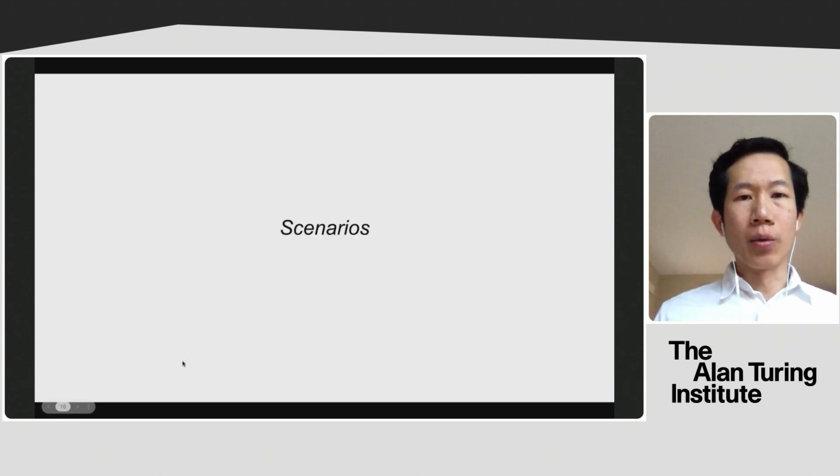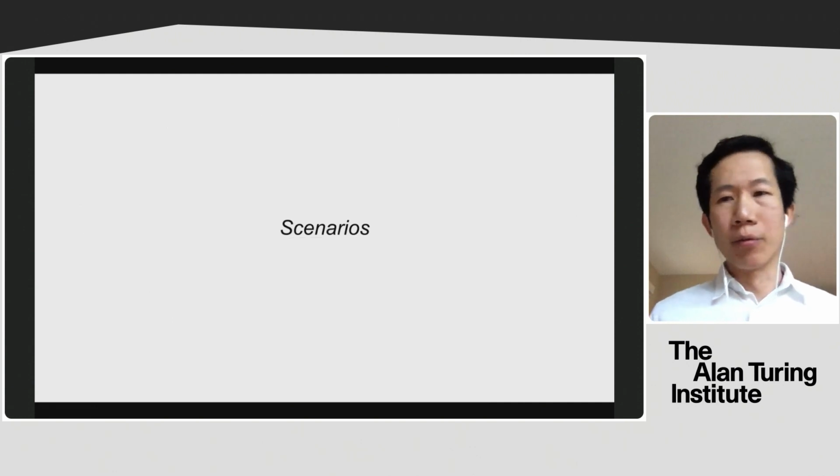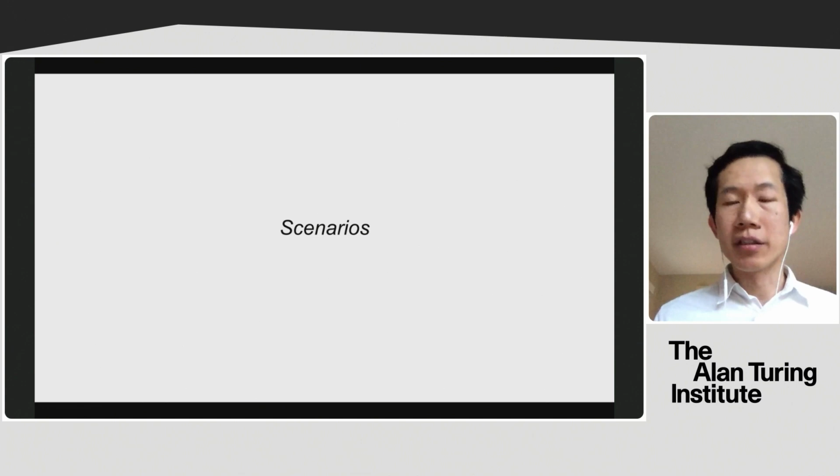Okay, so that was the 3 points: recognition of incompleteness, multi-metric measurement, and standardization. So these are the key features. Now let me step into more of the details of what's in this benchmark. So let's talk about scenarios.